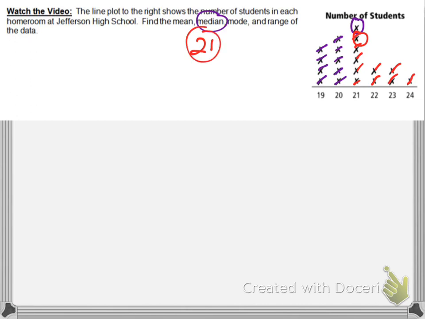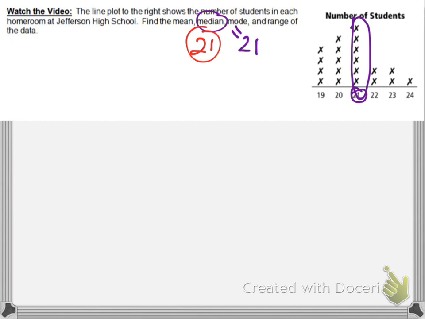It's very easy to see that the column with the most X's is our mode. There were 6 rooms with 21, so since they have the most, the mode is actually equal to 21. So it's not the number of X's, it's which value occurred the most times.